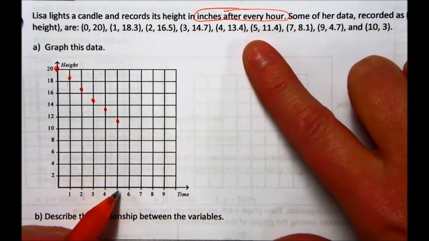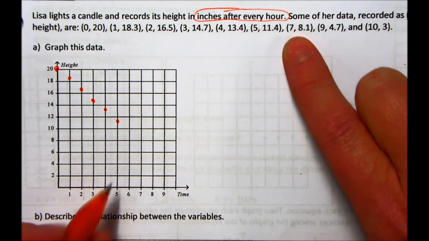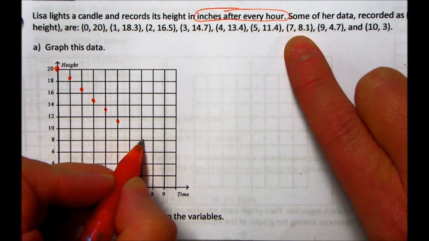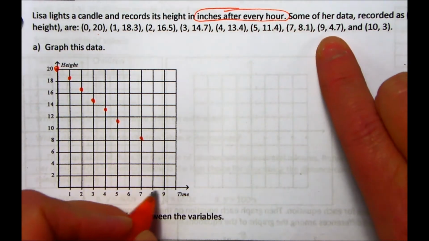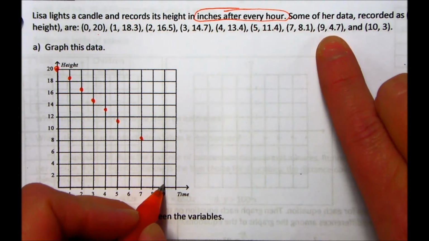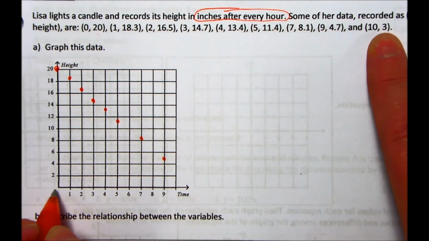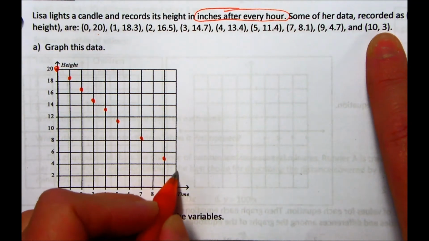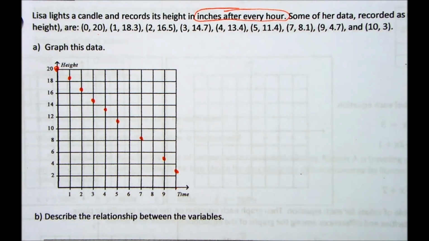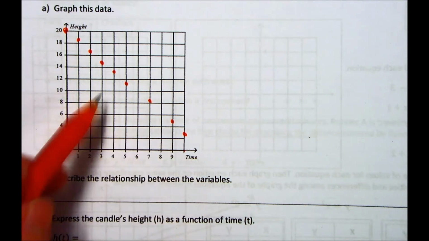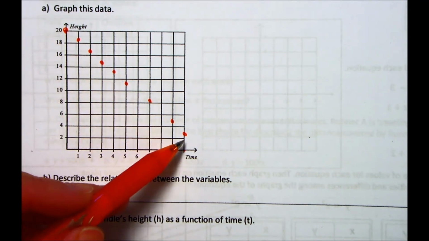All right, so they don't have a point for 6, so then jump to 7. So 7 and then 8.1, 9 and 4.7, and then 10, 3. All right, so it looks pretty close to a nice straight line. So again, they're asking us to describe the relationship between the variables. So as time is increasing, the height of the candle is decreasing.